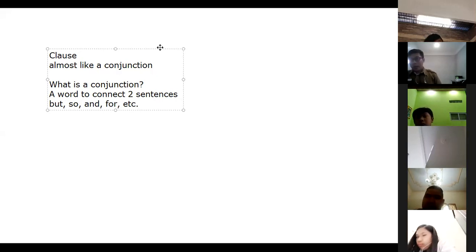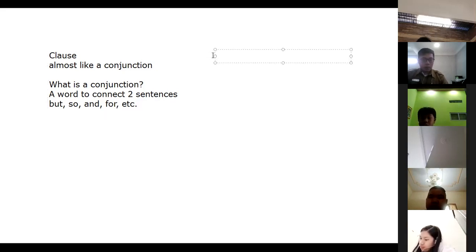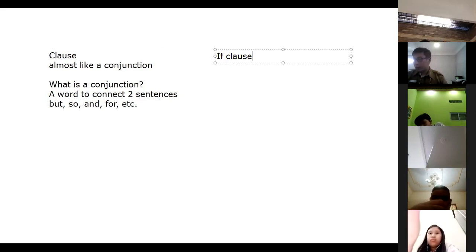But we want to make a clause. A clause is something that you connect two sentences with, but for something to be pretended about, for something that hasn't happened yet, usually. Okay, so for today, we will study about the if clause. If clause, okay? The if clause itself.